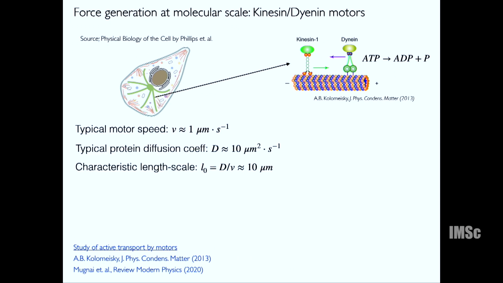So again, to give you a ballpark number, typically a motor will walk with a speed of 1 micron per second, and for a typical protein diffusion coefficient of, say, 10 micrometer square per second, if I am traversing a distance which is D by v, which is 10 micron, this motor will be advantageous, any kind of motor transport. Otherwise, if we are traversing very short distances, it is still okay to use diffusion.